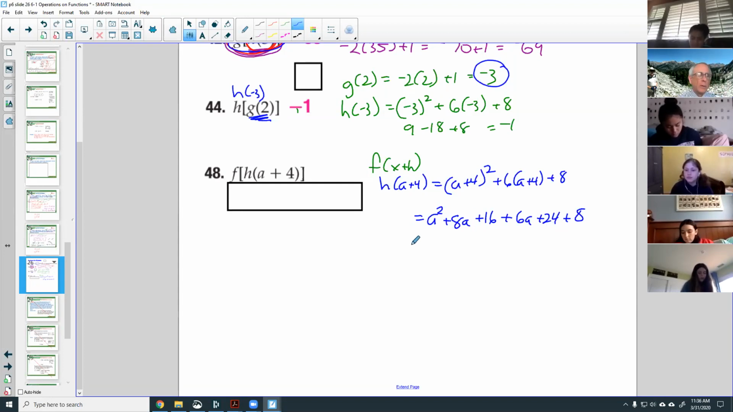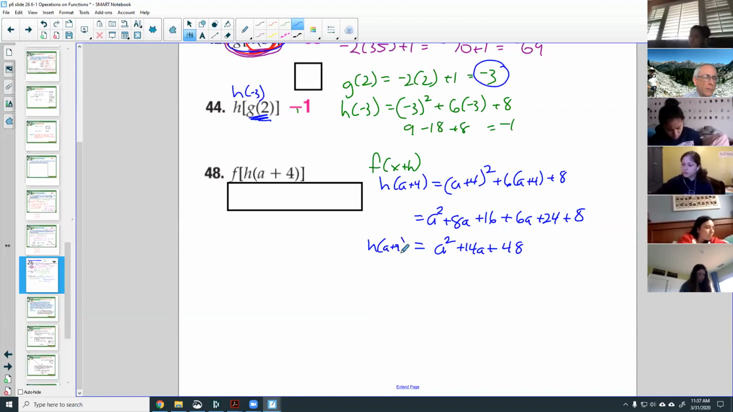Okay, all right. So Ryan, I combine like terms here. What do you get? I got a squared plus 13a. Or is it 14? That'd be 14. Yeah, plus 14a plus what? 48. Plus 48. I think you're right there. I think that looks pretty good. So this is what h of a plus 4 is.